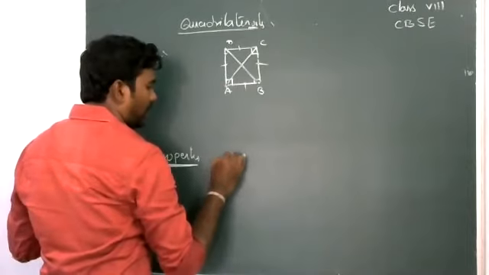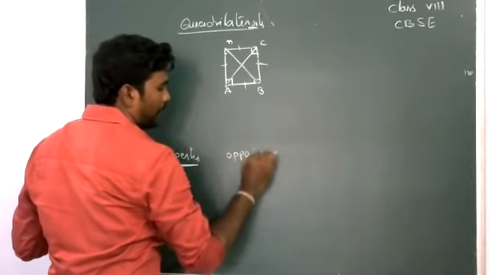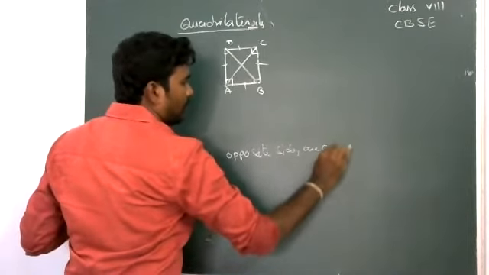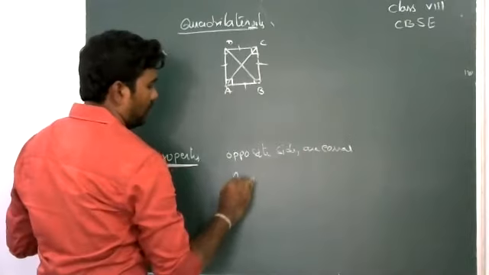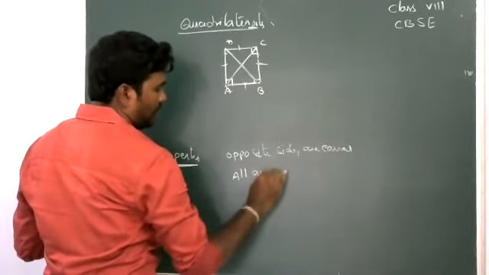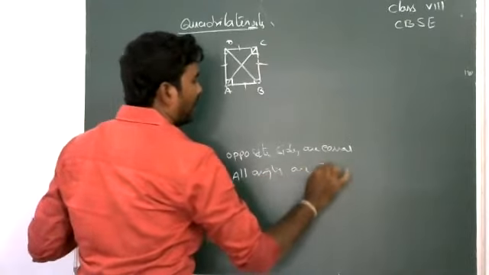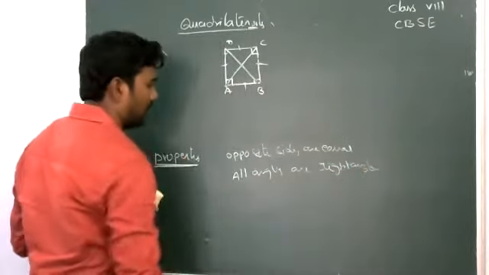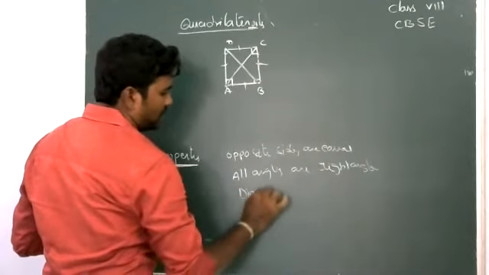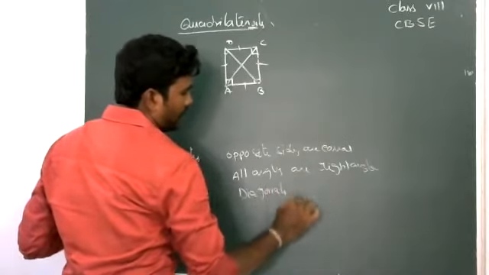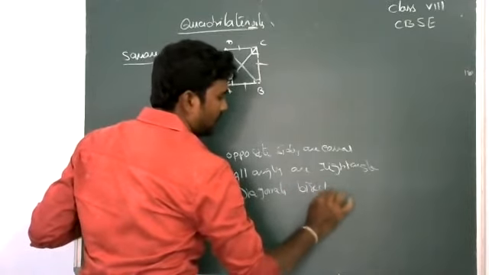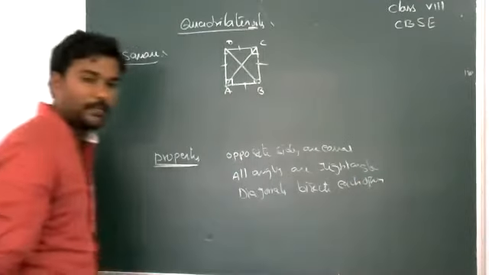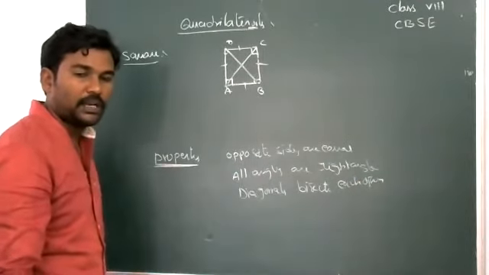Here you can write opposite sides are equal. And then second one, all angles are right angles, nothing but opposite angles are equal. Third one, diagonals bisect each other. Is it clear?